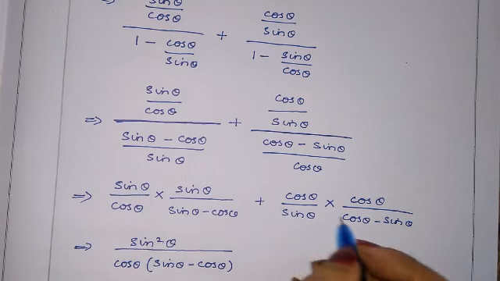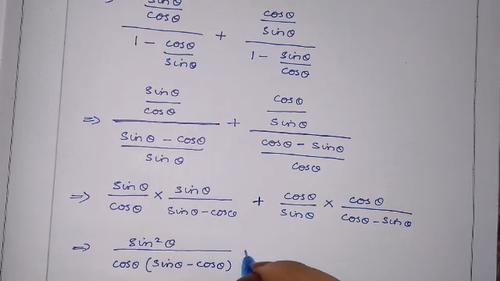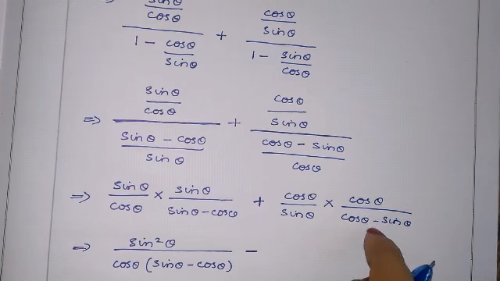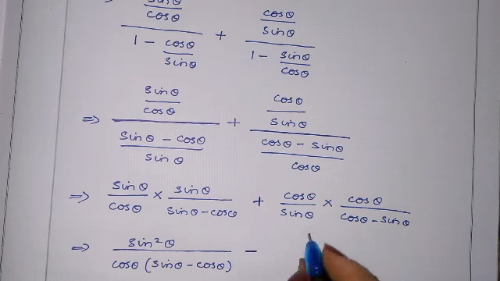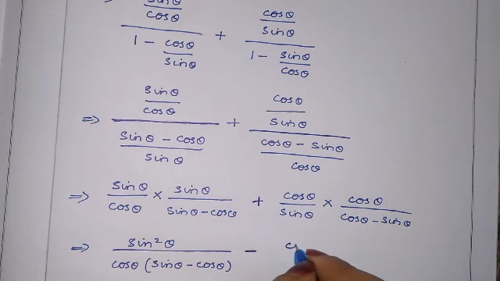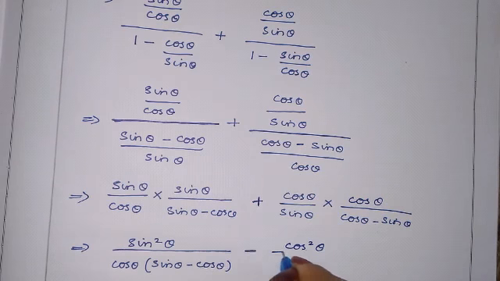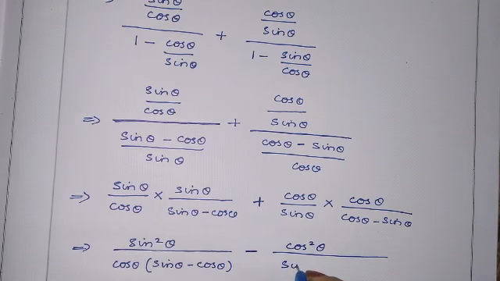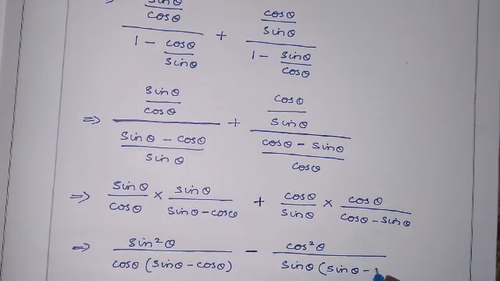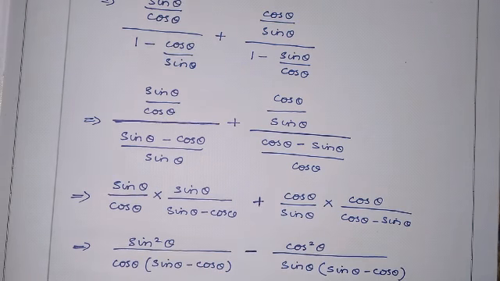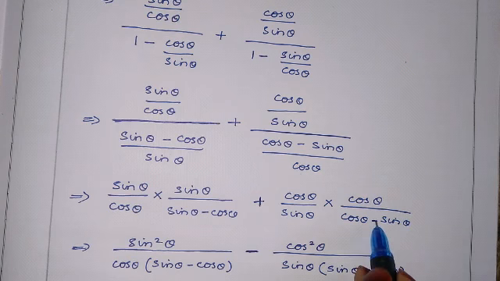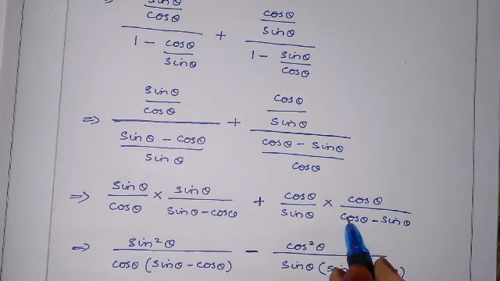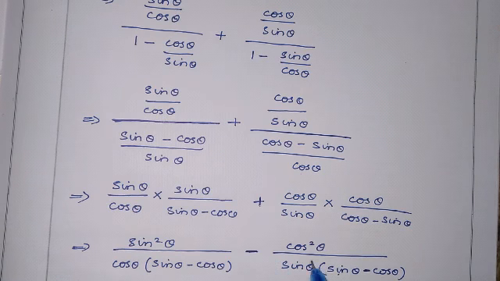Then here the plus will become minus. Why am I changing? I am taking this minus as common and it will become plus. Now see how I am taking cos theta into cos theta, cos square theta as it is upon sine theta. I'll keep it as it is and I'll change the sign here: sine theta minus cos theta. I have taken minus as common and made minus sine theta become plus sine theta and plus cos theta become minus cos theta.